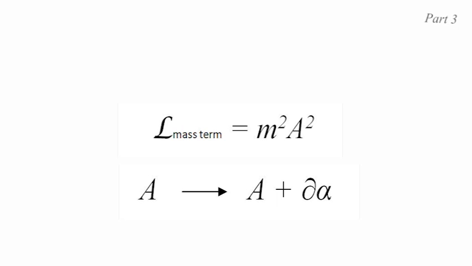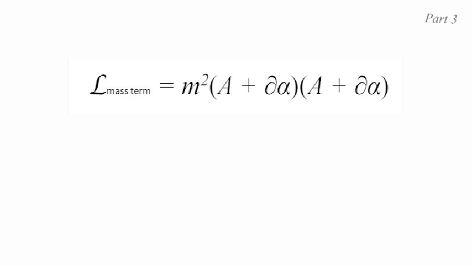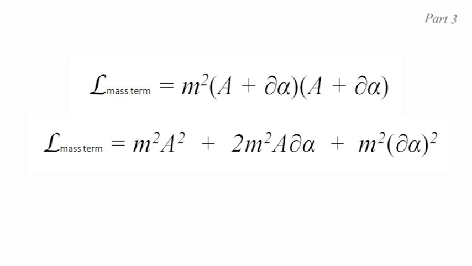Will the mass term with a plus dα in it be any different from the mass term with just a in it? If it's gauge invariant, it won't be any different. Putting this a plus dα into the mass term, it becomes m² (a plus dα) times (a plus dα). Expanding this gives me the terms m²a² plus 2m²a dα plus m²(dα)². Now we were hoping for invariance, that this would be the same as before, m²a².